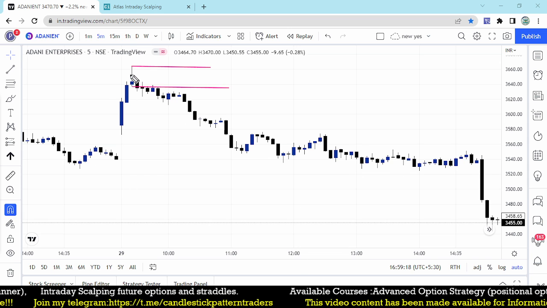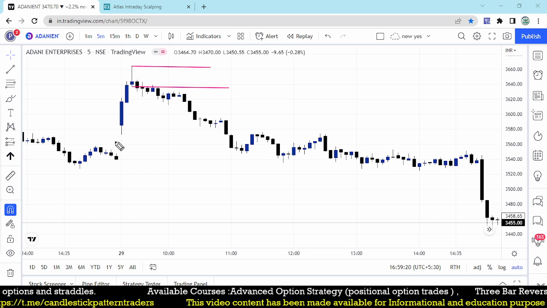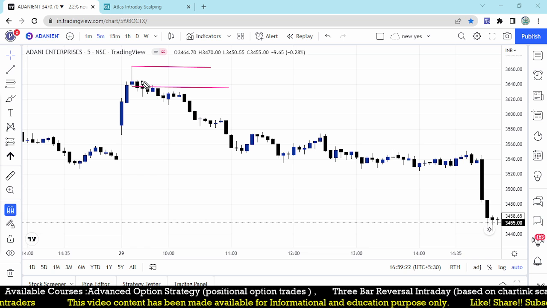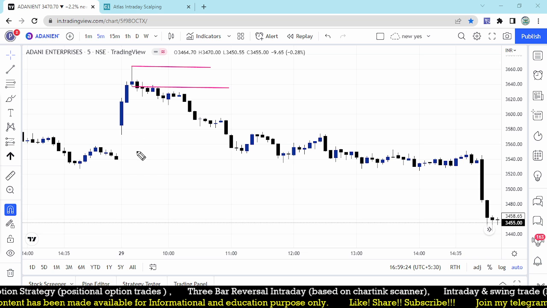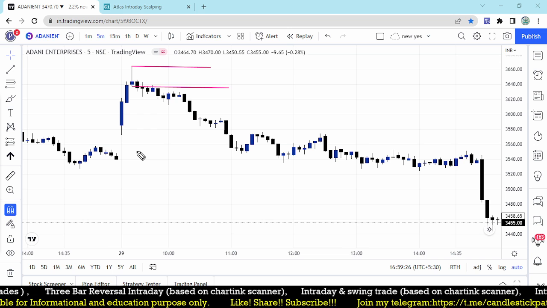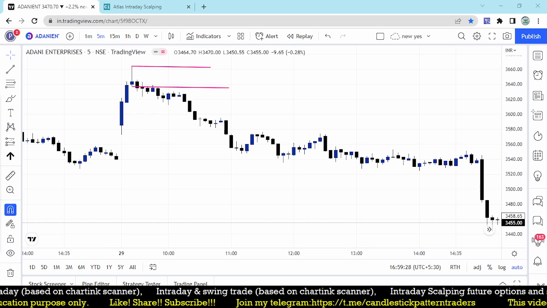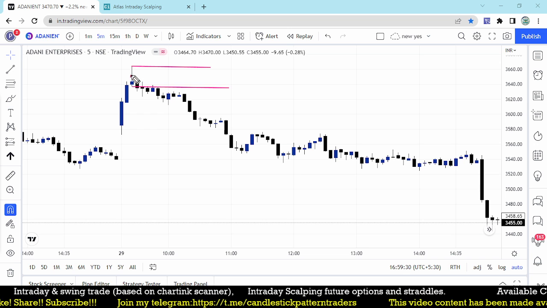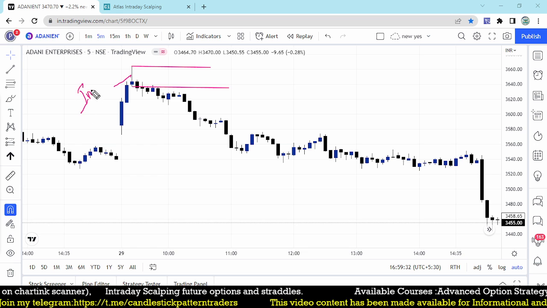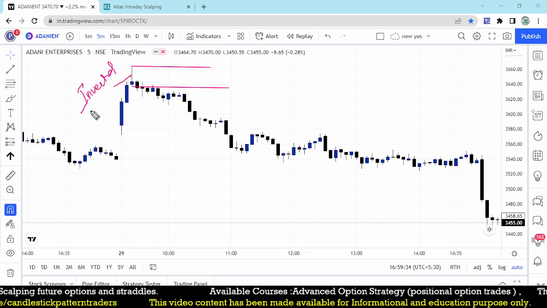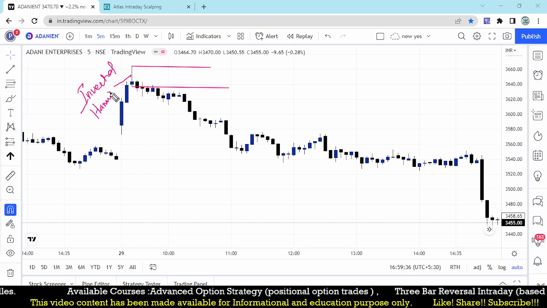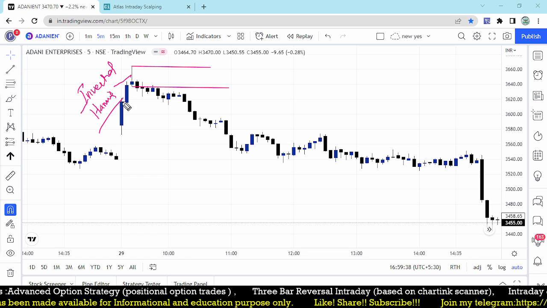These three continuous 5 minute candles on the green side, but another important thing you can see is an inverted hammer, a candlestick pattern where it forms an inverted hammer. That is another important thing. So the market may reverse at this time.